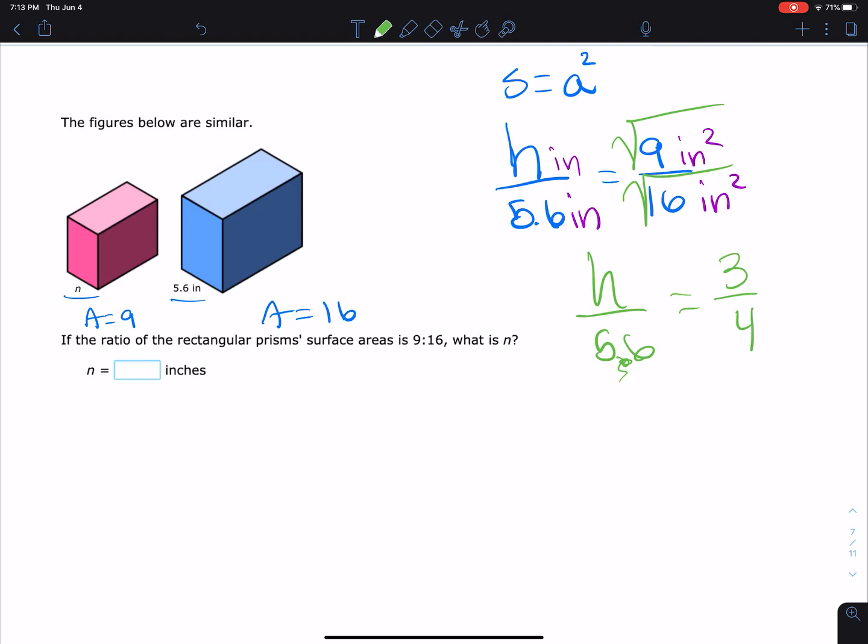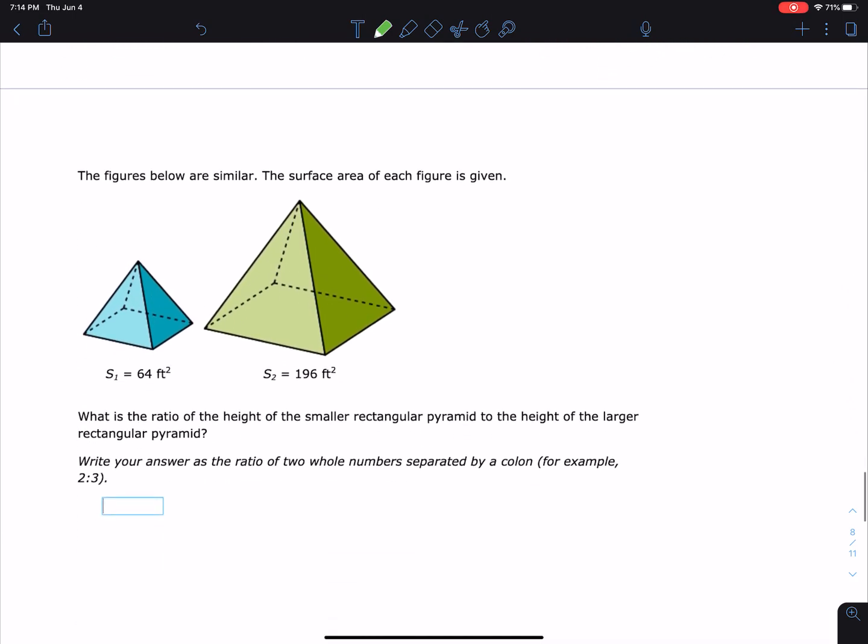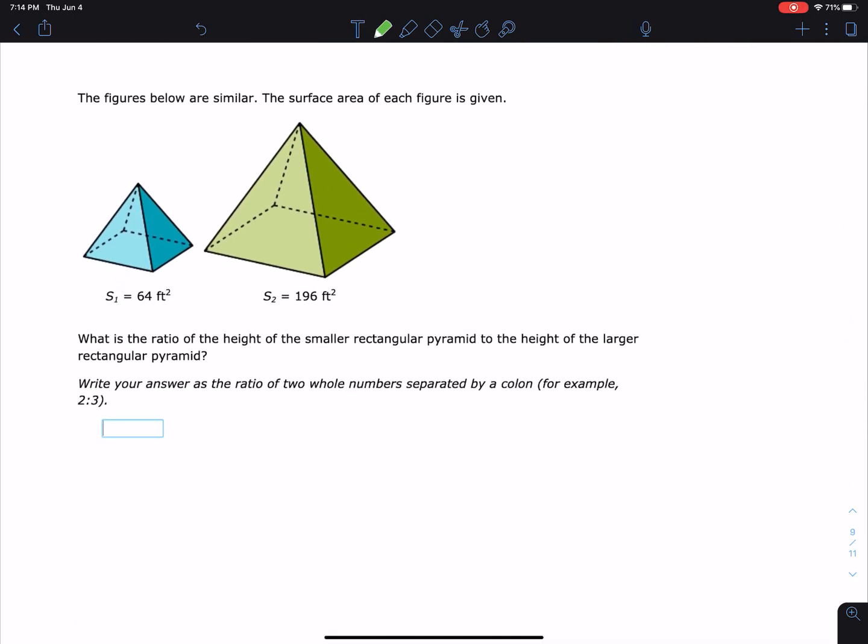So then I'm going to cross multiply. So 3 times 5.6 is 16.8 equals 4h. And then we divide by 4. That gives me 4.2. That's it. All right.